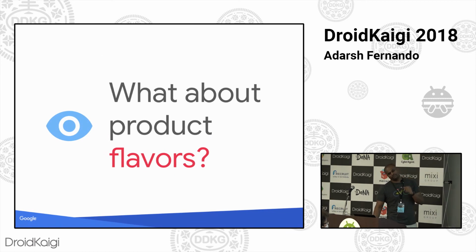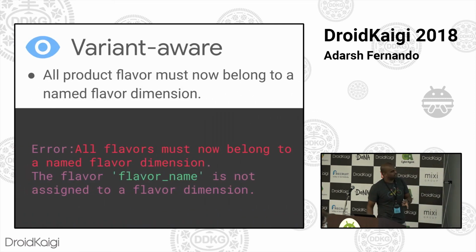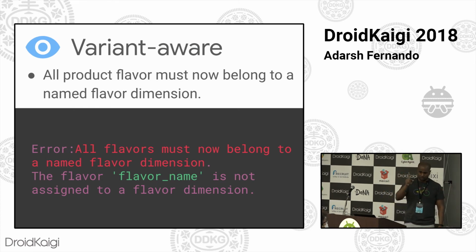So what about product flavors? So we talked about build types. How does this work with product flavors? And does it get more complex? Yes, it does get a little bit more complex. First of all, product flavors now need to belong to a named flavor dimension. So even if all you had was a free and paid flavor, you have to add it to a dimension, even if there's only one dimension.